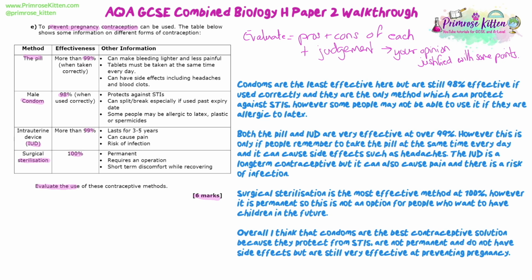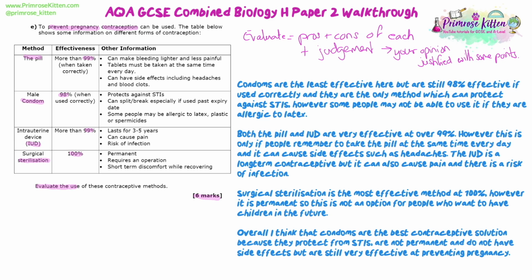Negatives for the pill. The IUD is a long-term contraceptive. Positive. But it can also cause pain and there's a risk of infection. Negatives. Surgical sterilisation is the most effective method at 100%. Positive. However, it's permanent, so this is not an option for people who want to have children in the future. Negative. Overall, I think that condoms are the best contraceptive solution because they protect from STIs, they are not permanent, and they do not have side effects, but they are still very effective.